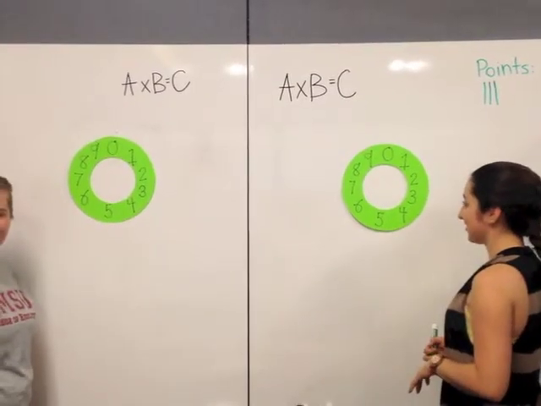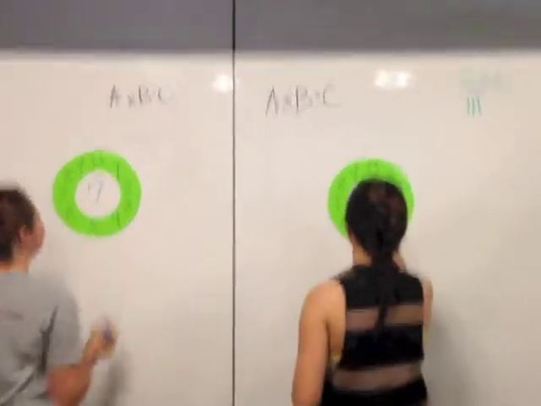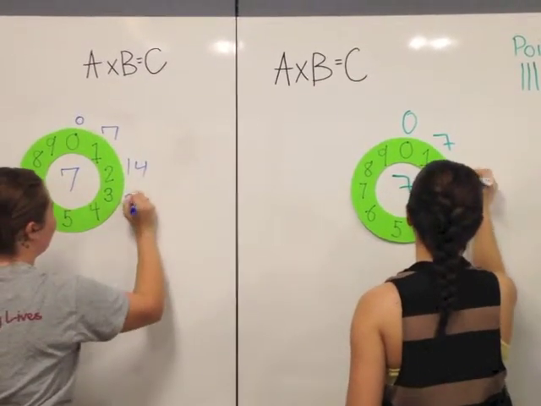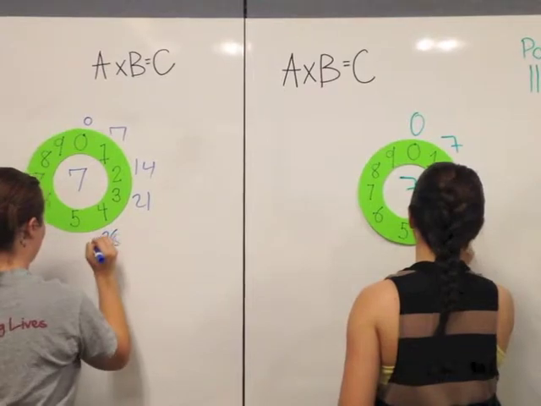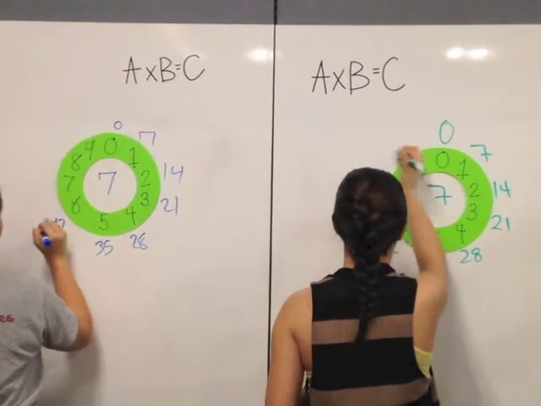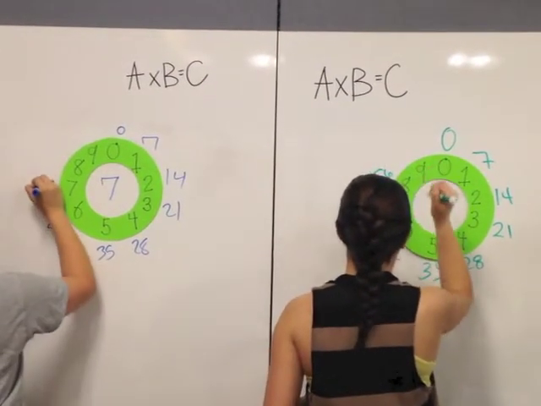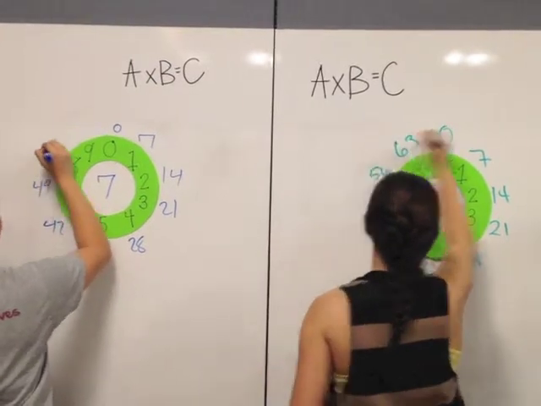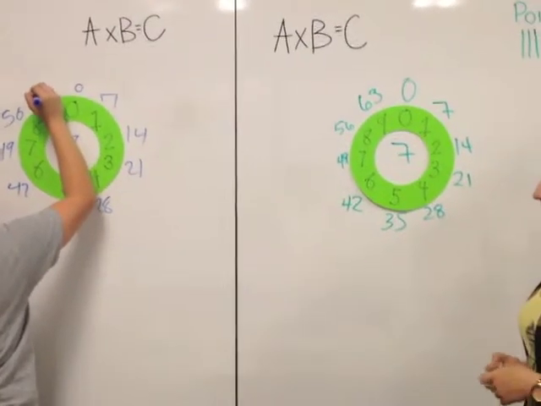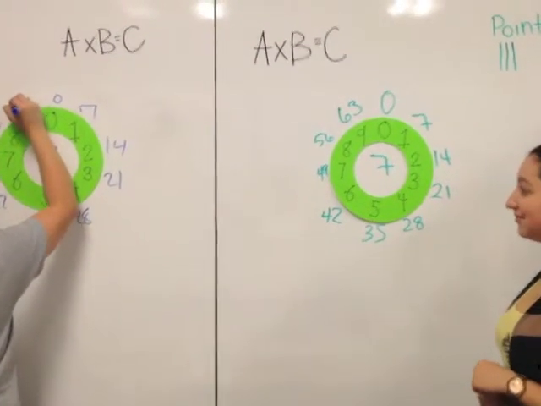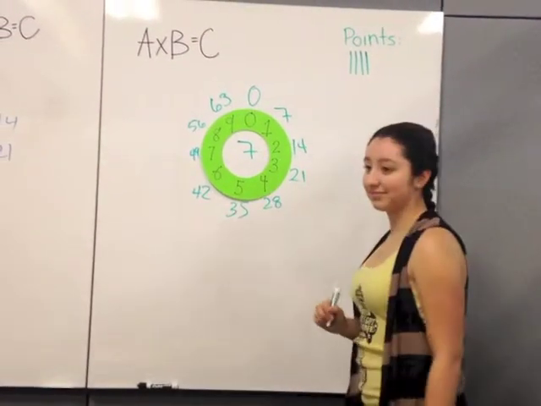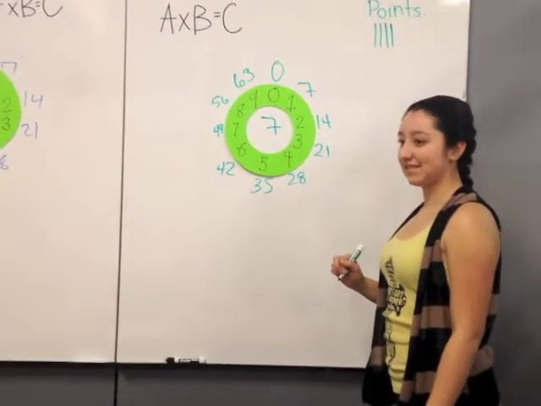Okay, girls, now we're going to use number 7. Ready, go. For that round, now we're going to be working with the distributive property. Your equation is 7 times 6.